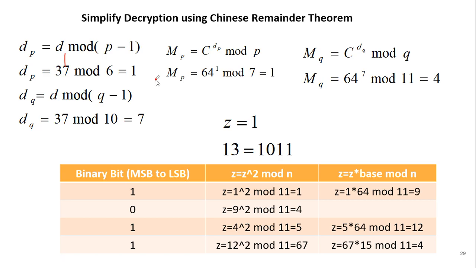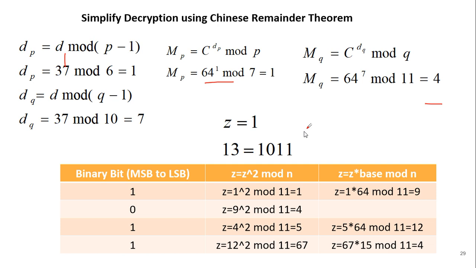7 and 11 are the numbers, so 7 minus 1 is 6, and 37 mod 6 is 1. Then d mod q minus 1: 37 mod 10 is 7. Then we calculate 64 raised to 1 mod 7, because 64 is nothing but our ciphertext, which is equal to 1, and 64 raised to 7 mod 11. Here we can use the formula directly.